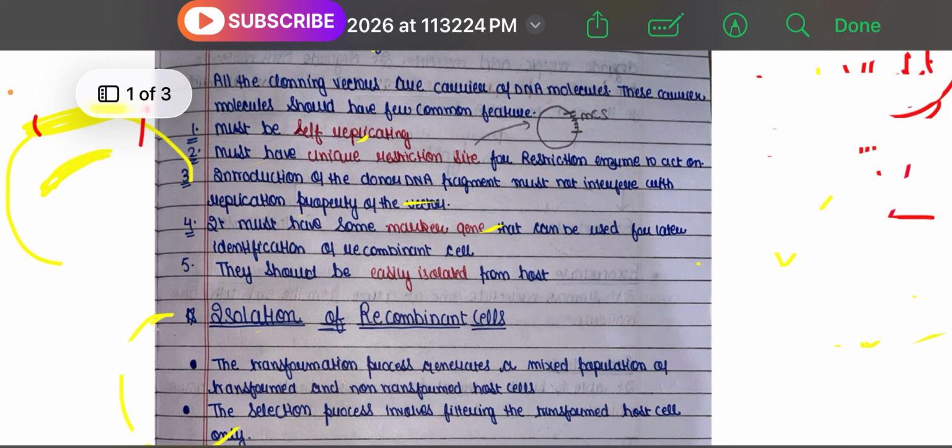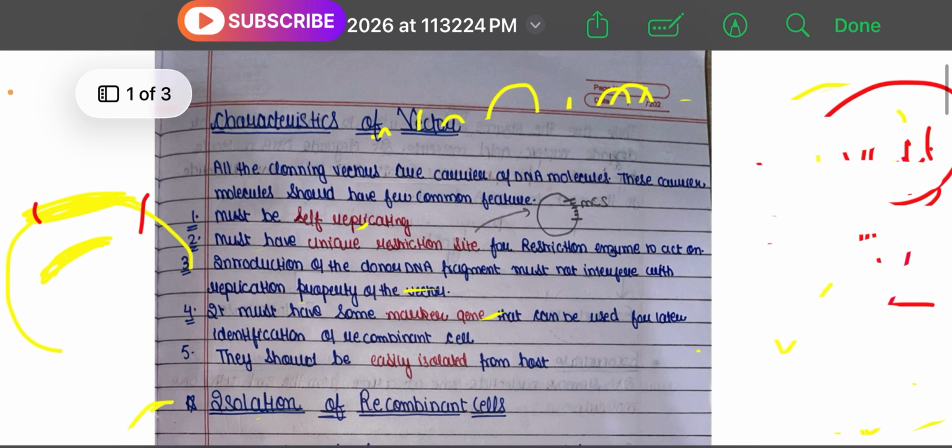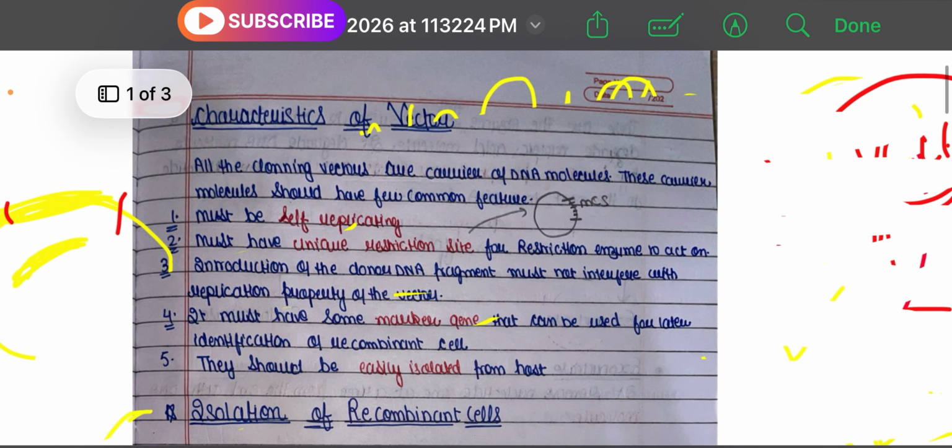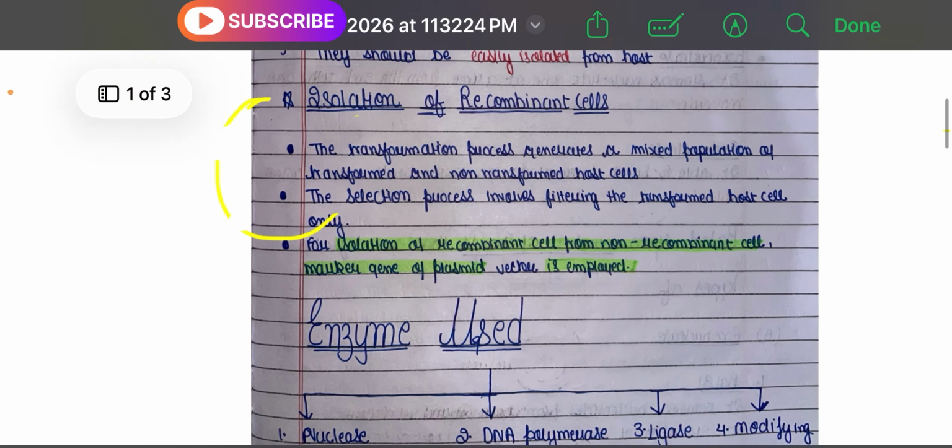First, it must be self-replicating. It must have the unique restriction site. It should not interfere with the property of the vector. Marker gene should be there, and it should be easily isolated from the host. So these are the properties of the vector, which are only and only present in the case of the vector, not in the chromosomal DNA. Clear?